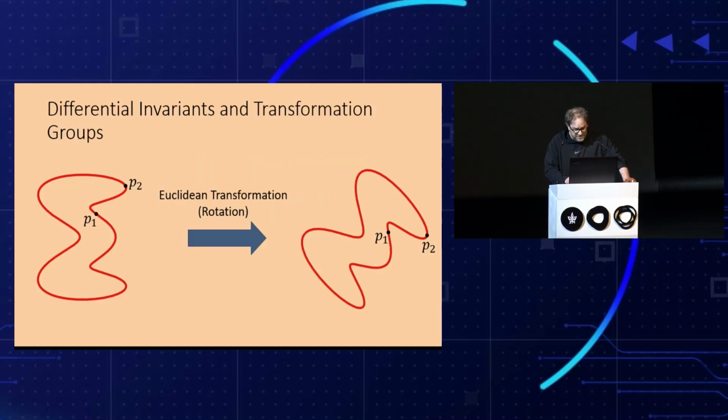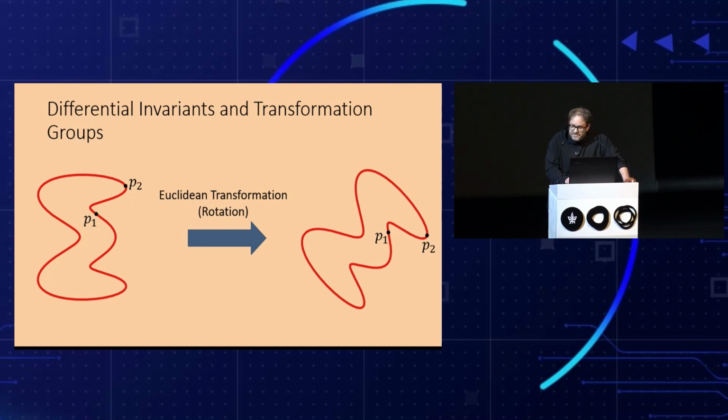So what are differential invariants? For example, we have those two curves here on the left and the right. Both of them are known as Euclidean equivalent curves, and we intuitively know that the Euclidean curvature at two corresponding points, P1 on the left and P1 on the right, will be the same. We also know intuitively that the Euclidean arc length between two corresponding points will be the same. So the distance between P1 and P2 is the same as the distance between P1 and P2 on the right.